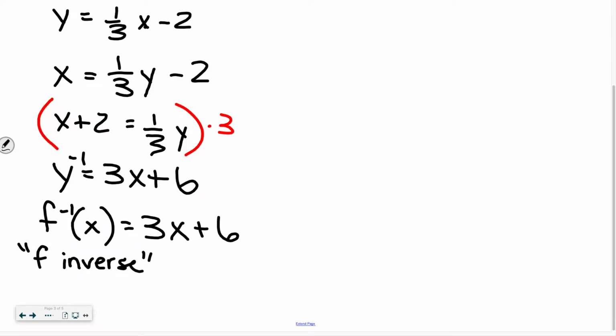The one thing we don't want to do is label it f of x because it's not the original function. It's the inverse function. Okay? You could also label it g of x if you wanted to. That would be fine.